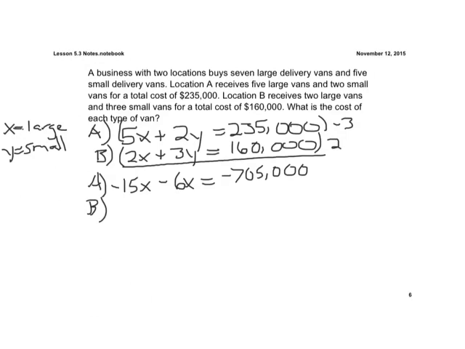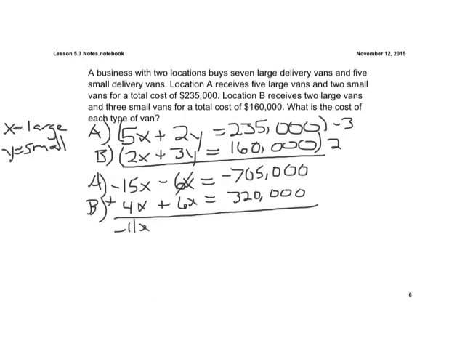Okay, now rewrite equation B. If we distribute the 2, it's going to turn into a 4x plus 6y. There's our eliminated variable. We got opposites there. Equals $320,000. Okay, now let's eliminate. Let's add. So we're left with a -11x. Those eliminate each other. Equals, if we do the math there, we get -$385,000. Solve for x, divide by -11 on both sides.